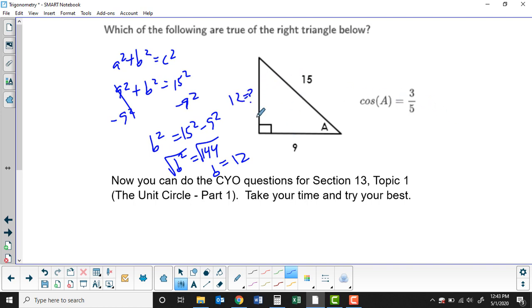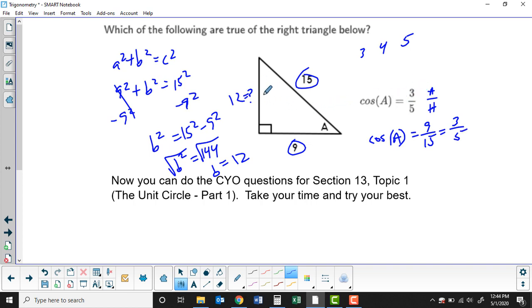Now, if we were to reduce all these, what number goes into 9, 12, and 15? The answer is 3. 3 goes into 9 3 times, 3 goes into 12 4 times, and 3 goes into 15 5 times. So when they say cosine of A is 3 over 5, the reason why they're saying that, remember, cosine is adjacent over hypotenuse. This is the adjacent leg, this is the hypotenuse, so cosine of A equals 9 over 15, and then all they're doing is reducing that. 3 goes into both of those, and you get this 3 over 5.